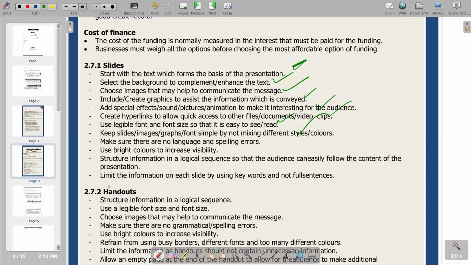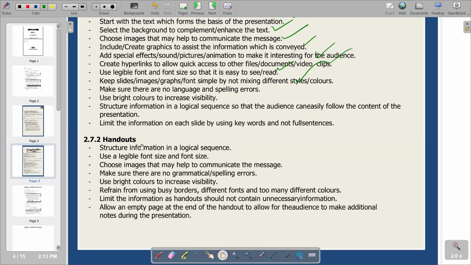So we go to the last part, which is on handouts. So these are the points that we have on handouts. The first one is structure information in logical sequence. Use a legible font and font size, and then choose images that may help to communicate the message. Make sure there are no grammatical or spelling errors. So obviously, these are just basic applications that we know from our everyday texting. We have to make sure that your grammar is correct, your spelling is correct, and then we've got to use bright color to increase visibility. So these are maybe some of the guidelines that we have to incorporate when you are preparing this handout.